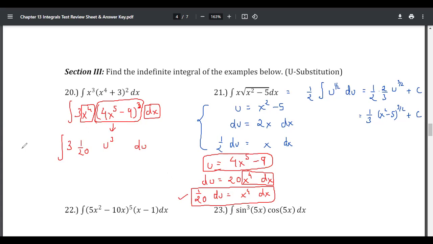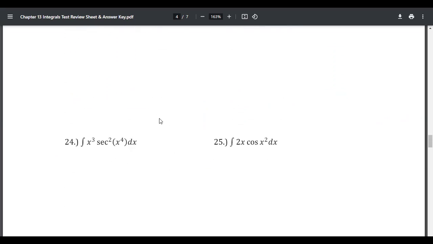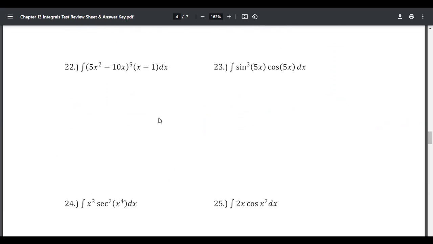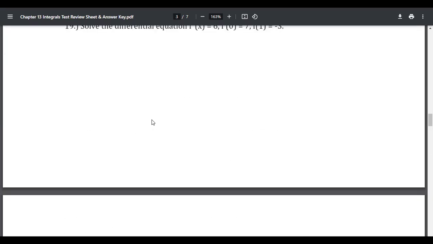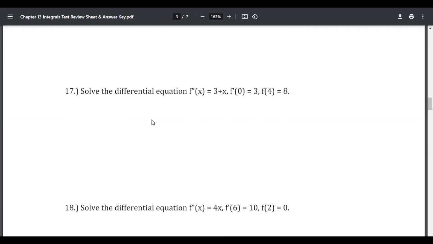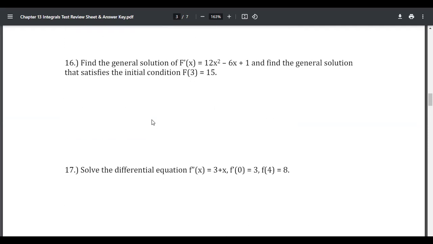Good for harder word problems. Let me see. 16. What do you mean? Yeah, that one. Oh, this one. This one was not that bad. Yeah. Okay.